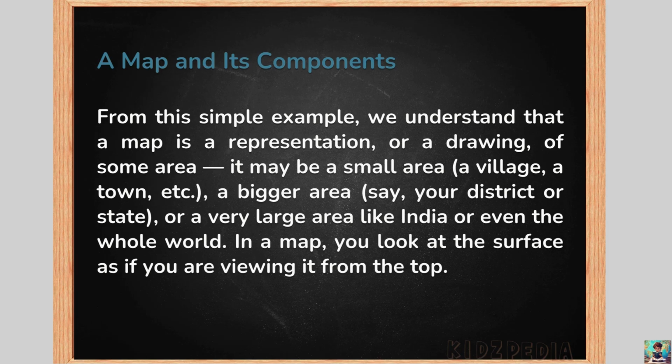So from this example, we understand that a map is like a picture or drawing of a place. It shows us what the place looks like from above, as if we are flying in a helicopter and looking straight down. A map can show a small area like a village, town, or school. It can be a bigger area like your district or state, or a very large area like the whole country or even the entire world.